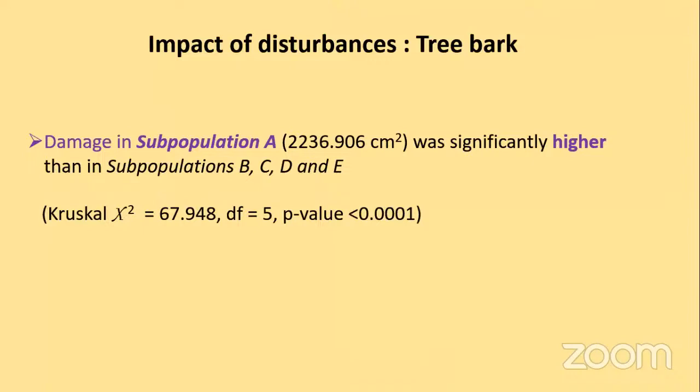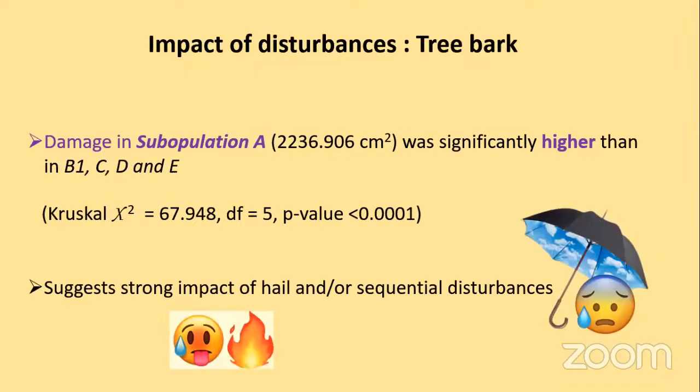Even so, Site A had the largest area of damage overall, and this suggests that there is a strong impact of hail or sequential disturbances on Protea cavata. Since Site A is the one that experienced both hail as well as the intense fires that I had mentioned earlier.